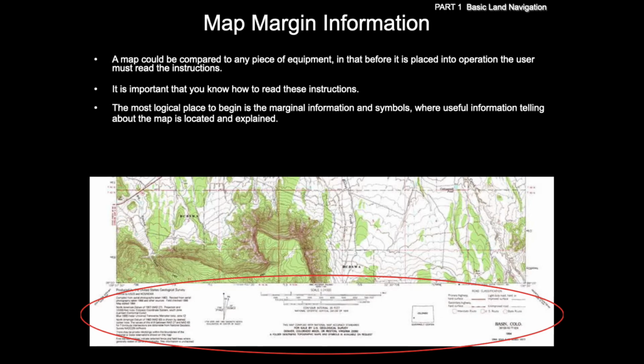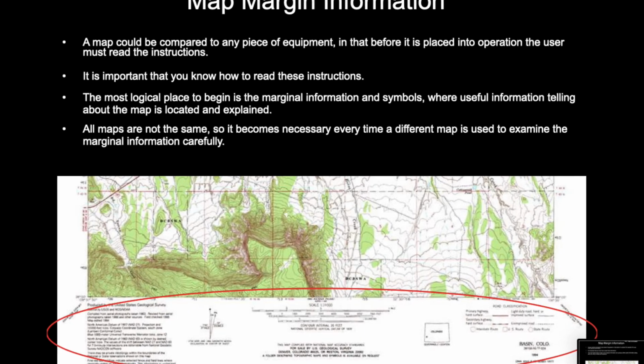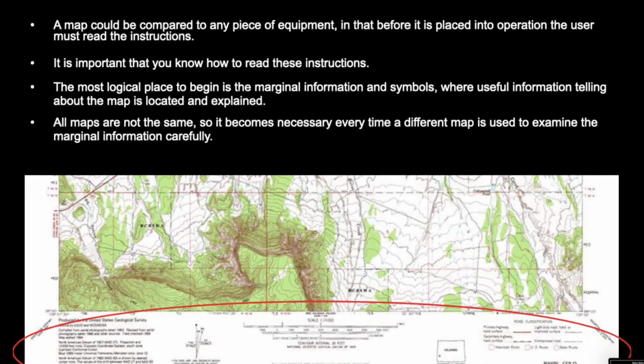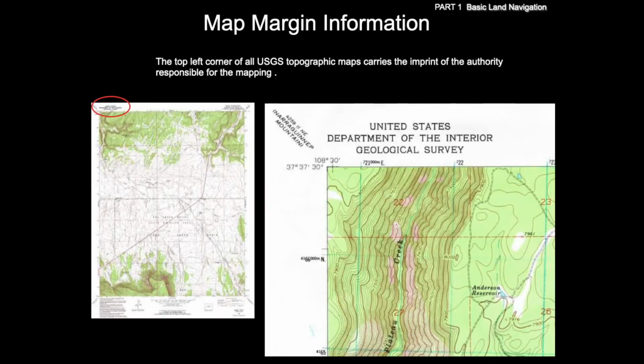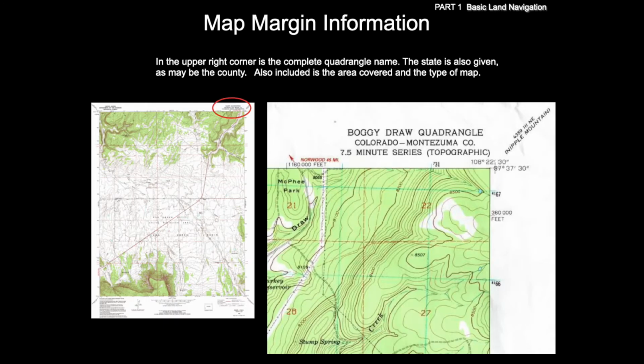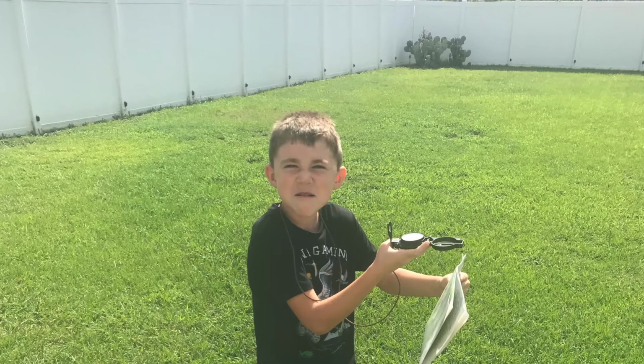The most logical place to begin is the marginal information and symbols, where useful information telling about the map is located and explained. All maps are not the same, so it becomes necessary every time a different map is used to examine the marginal information carefully. Alright, so the top left corner of all USGS topographical maps carries the imprint of the authority responsible for the mapping. Neat. In the upper right hand corner is the complete quadrangle name.